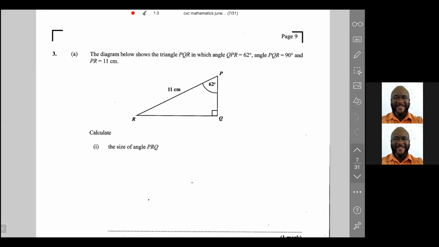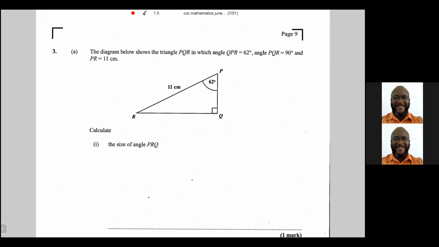All right, so this is question number 3. Question number 3 says the diagram below shows triangle PQR in which angle QPR is 62 degrees. So we can see that that's angle P. Angle PQR is 90 degrees and PR is 11 centimeters. We're to calculate the size of angle PRQ. So essentially we're being asked to find this angle here.